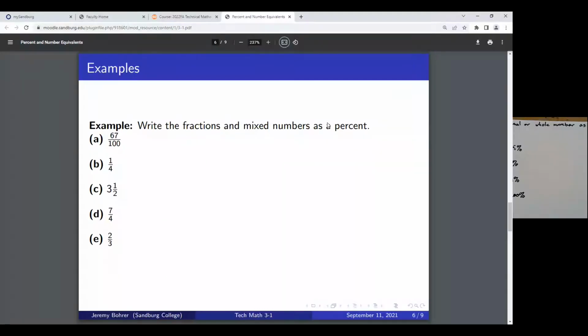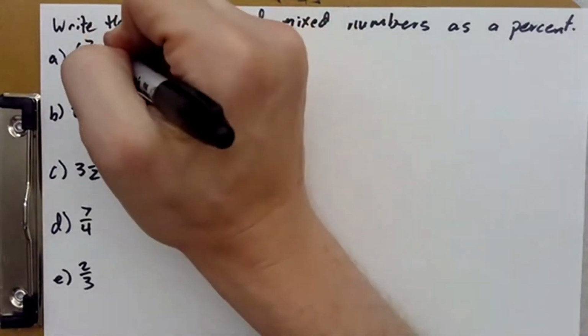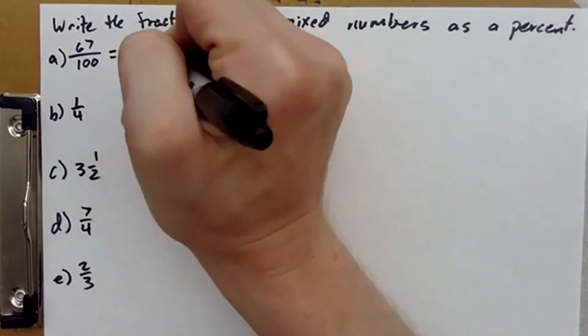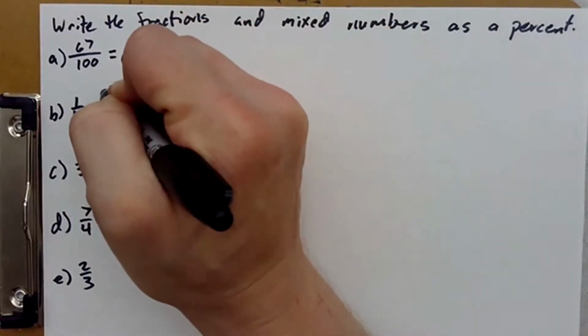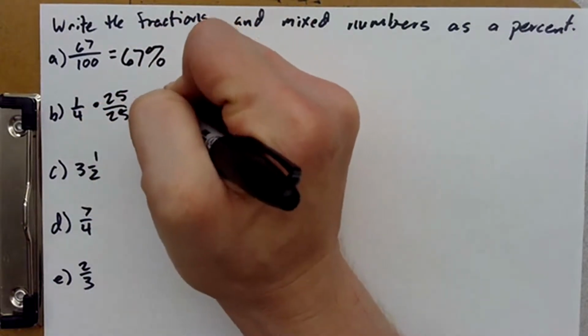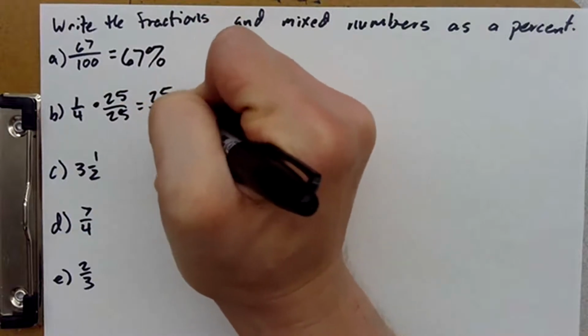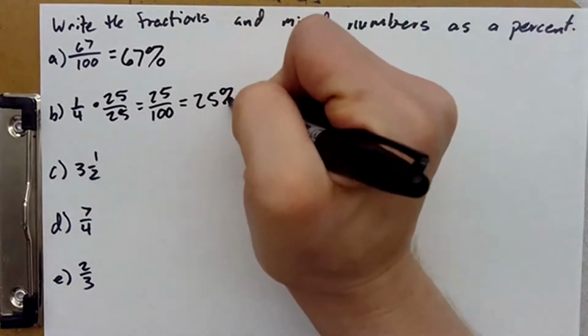Next up, we're asked to write these fractions and mixed numbers as percentages. So we start with 67 hundredths, and as we know that every percent is 1/100th, this is just 67%. 1/4, we can multiply this by 25 over 25 to get 25 over 100, and that gives us 25%.